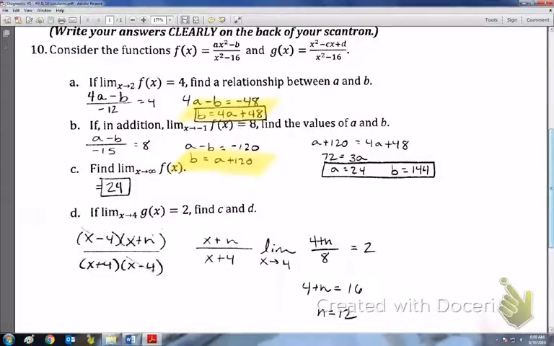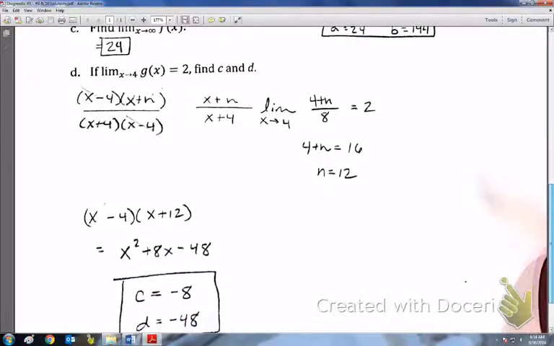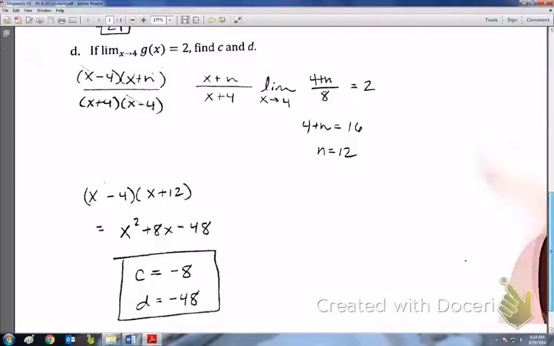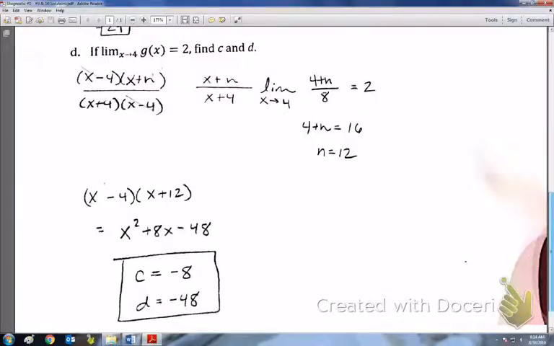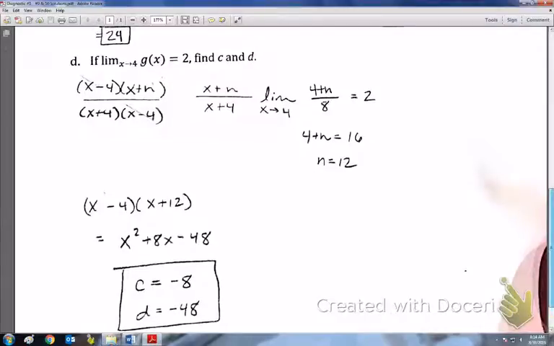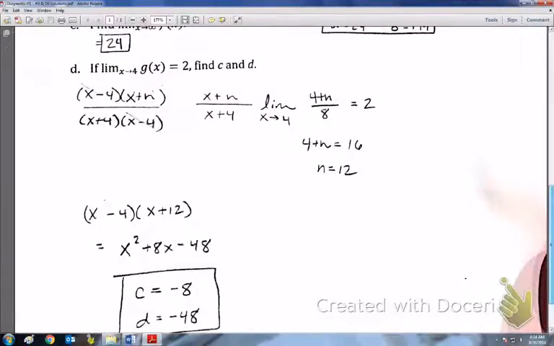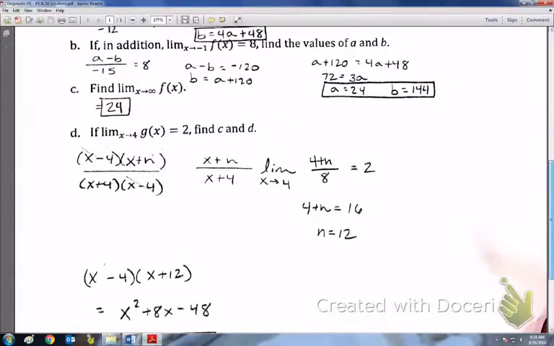All right. This last one is a weird one. It's weird in the sense that if you like puzzles and brain games and things like that, it's a good problem. If you don't like them, it probably frustrated you. So, a couple things about this last one. Number 1, it says find the limit as x approaches 4 of g of x. It tells you the limit as x approaches 4 of g of x is 2. It says find c and d.